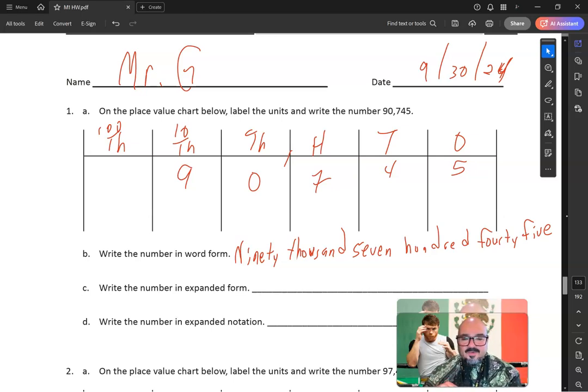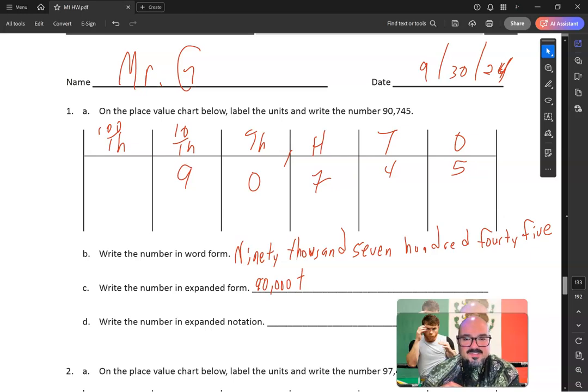All right, C, it says write the number in expanded form. Expanded form is when we're taking the value of the number and adding it. So I'll start with my 9. My 9 is in the 10,000s place, and the value of the 9 is 90,000. If you don't know how to write 90,000, all you have to do is put the 9 down, and then you count the spaces backwards, and that's how many zeros you need.